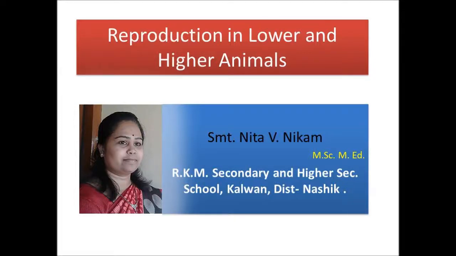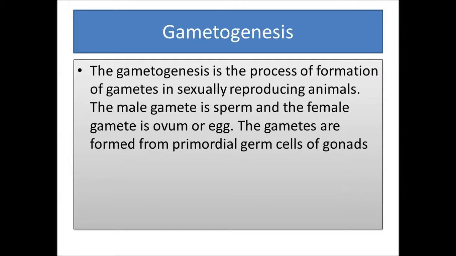Hello dear students, today we will discuss the next topic from the chapter Reproduction in Lower and Higher Animals. Next topic is gametogenesis. Gametogenesis is the process of formation of gametes, male gamete and female gamete. The male gamete is the sperm and the female gamete is the egg or the ovum, and these gametes are formed from primordial germ cells of the gonads.